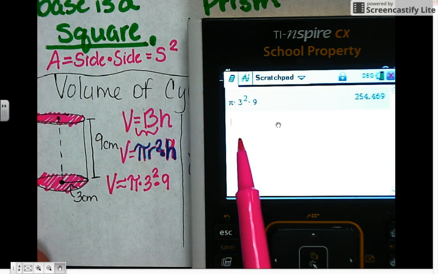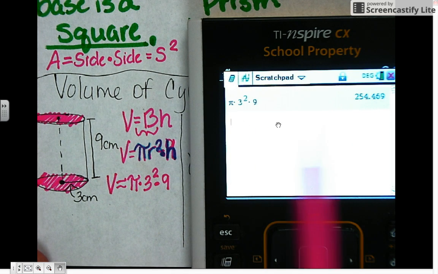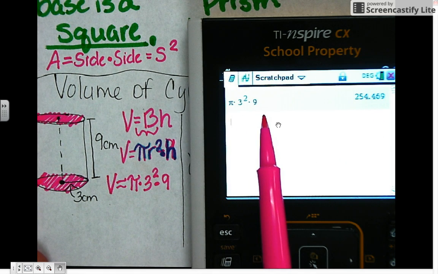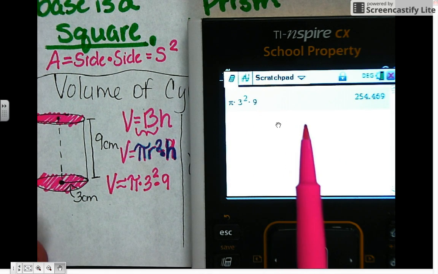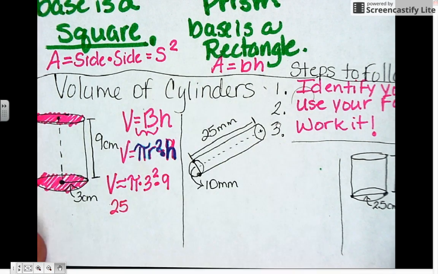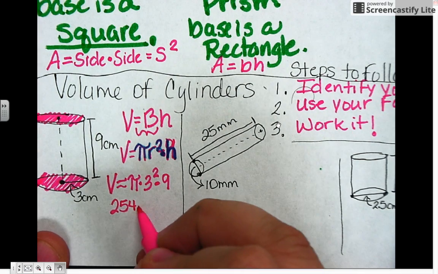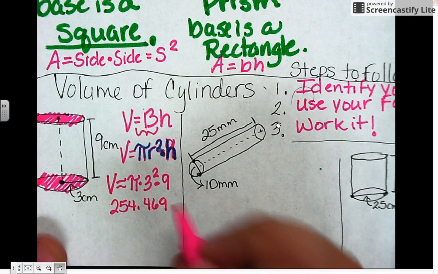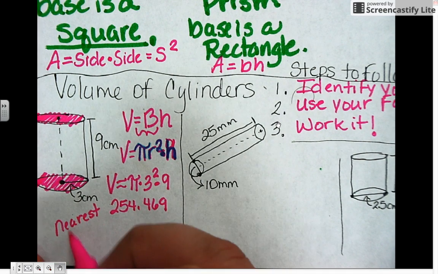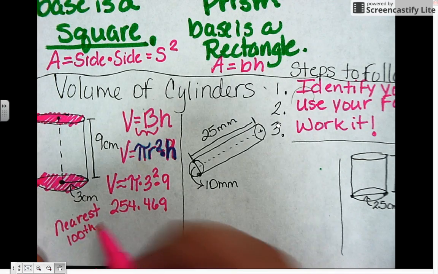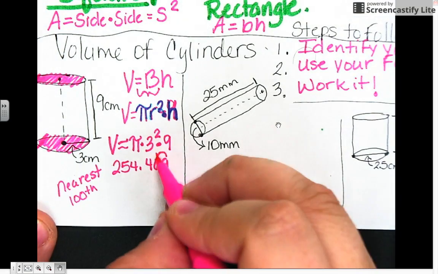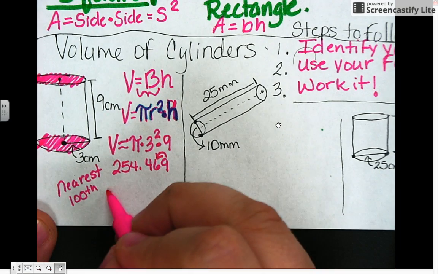When you guys put it on your work, this is work. Do not just put your answers only. You must show me what you typed into the calculator. It's not that much, so please do it correctly. If you give me 254.469, that is okay, but I want you to round to the nearest hundredth. I'm going to use the abbreviation for it. We're going to take the 9, and the 9 tells the 6 what to do.